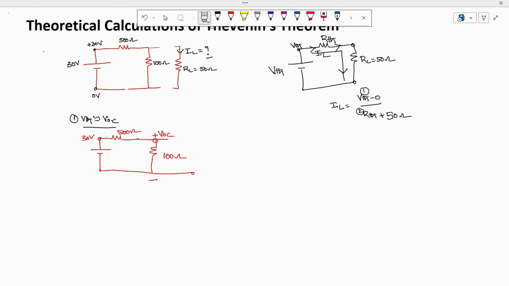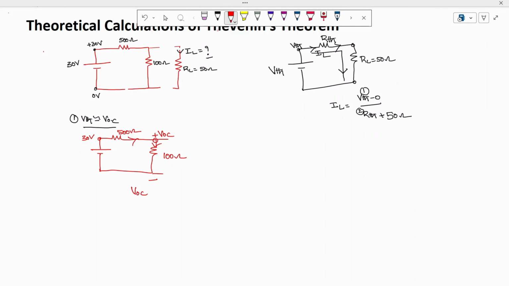As soon as you make it open, the current is 0 and only voltage is available, where this voltage is called open circuit voltage. So remove the load resistor and find the voltage across the resistor. The voltage across this and the voltage across this are the same, so this is how we are going to find VOC.